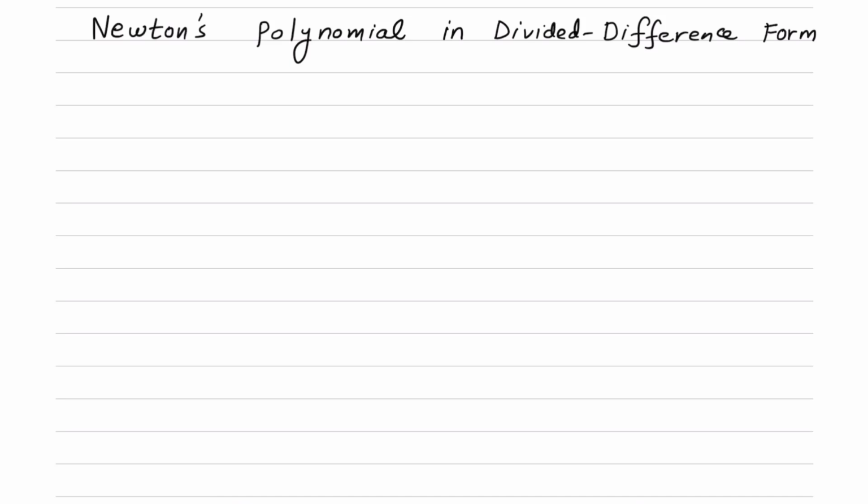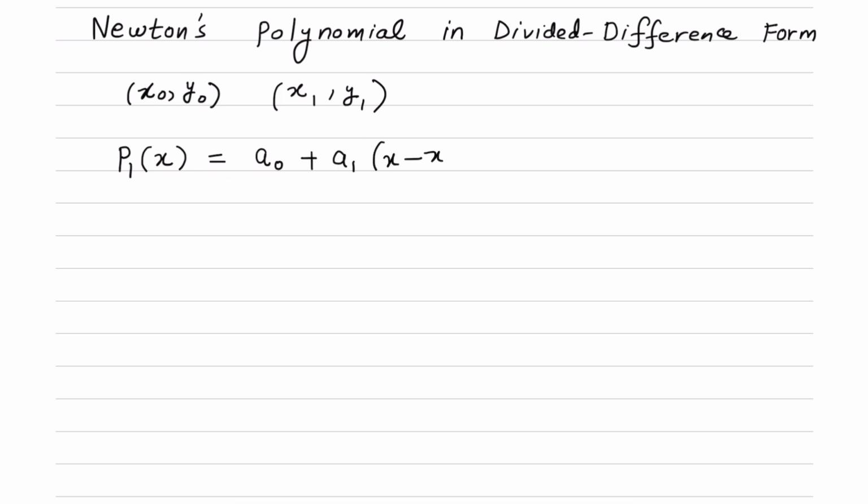In this video, we are going to talk about how to write Newton's polynomial in divided difference operator form. So, in the previous video, you saw that if two data points are given, x0, y0 and x1, y1, then we can write Newton's polynomial p1 of x. That is, for the two data points, the maximum degree of the polynomial would be 1: p1 of x = a0 + a1 (x - x0).